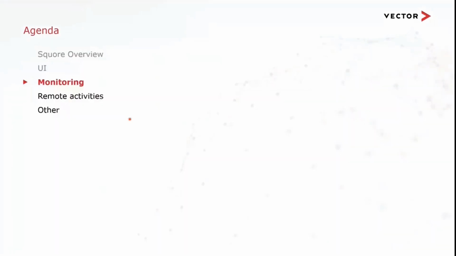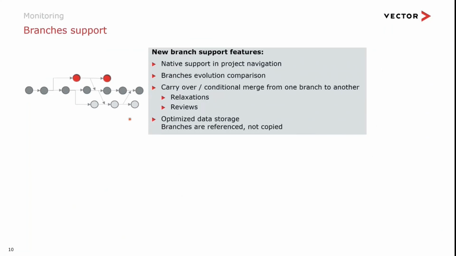In the monitoring part, what have we added? We have added in Squore 21 the support for branches. Which means that in Squore, you're going to have native support to show, create, navigate through and branch your projects from within Squore. You can do some comparison, you can do some carryover or conditional merging of the findings, relaxations, and the user reviews. And this is more under the hood, but the way we have done that is that we have optimized the way data is stored in Squore, and instead of copying the data left and right, we are using a lot of references to handle these branches in Squore.